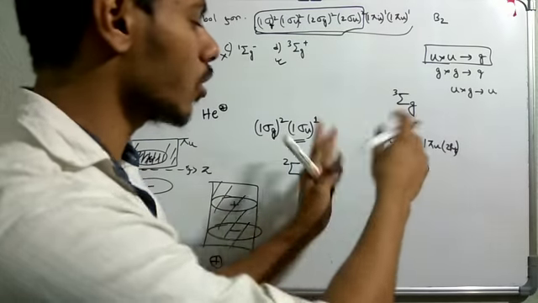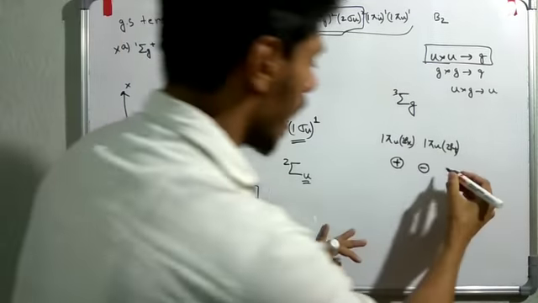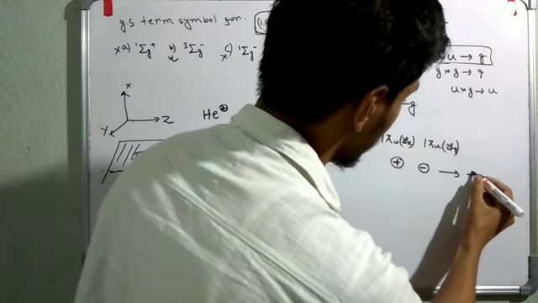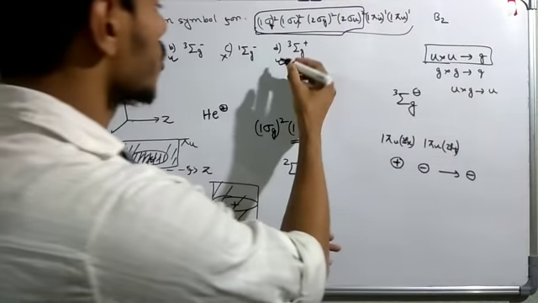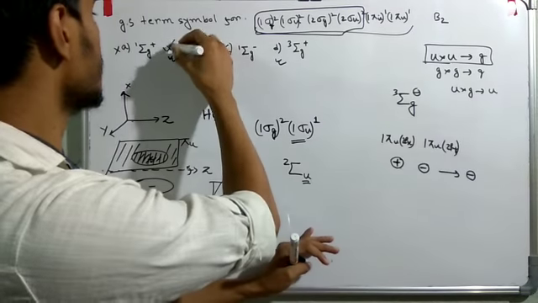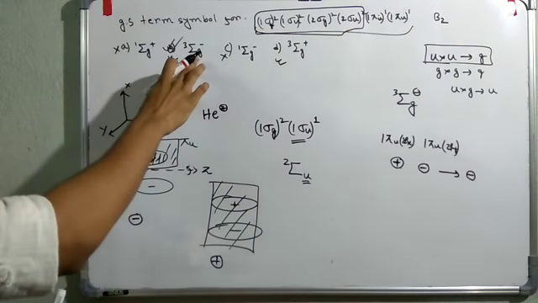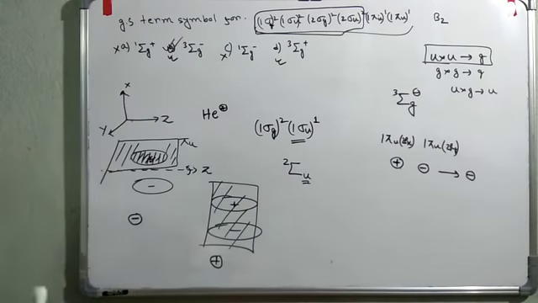So here by default one will be positive and one will be negative, and the multiplication of positive and negative is always negative. So that means here it will be a negative sign. So option B is the correct answer, triplet sigma Gerade and negative.